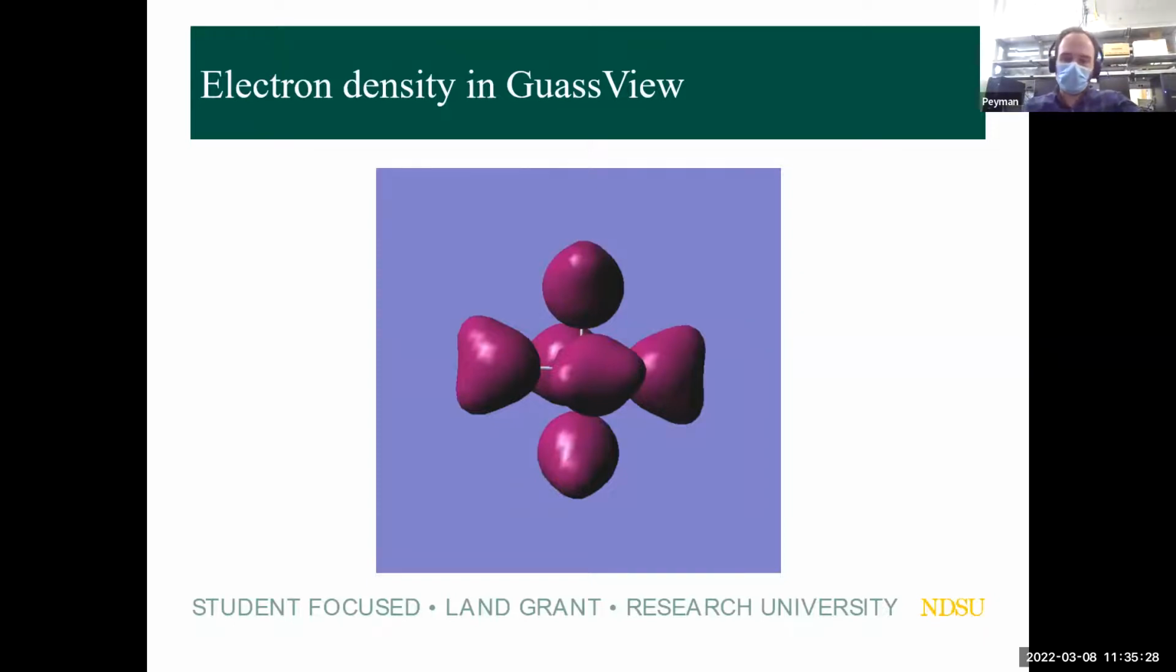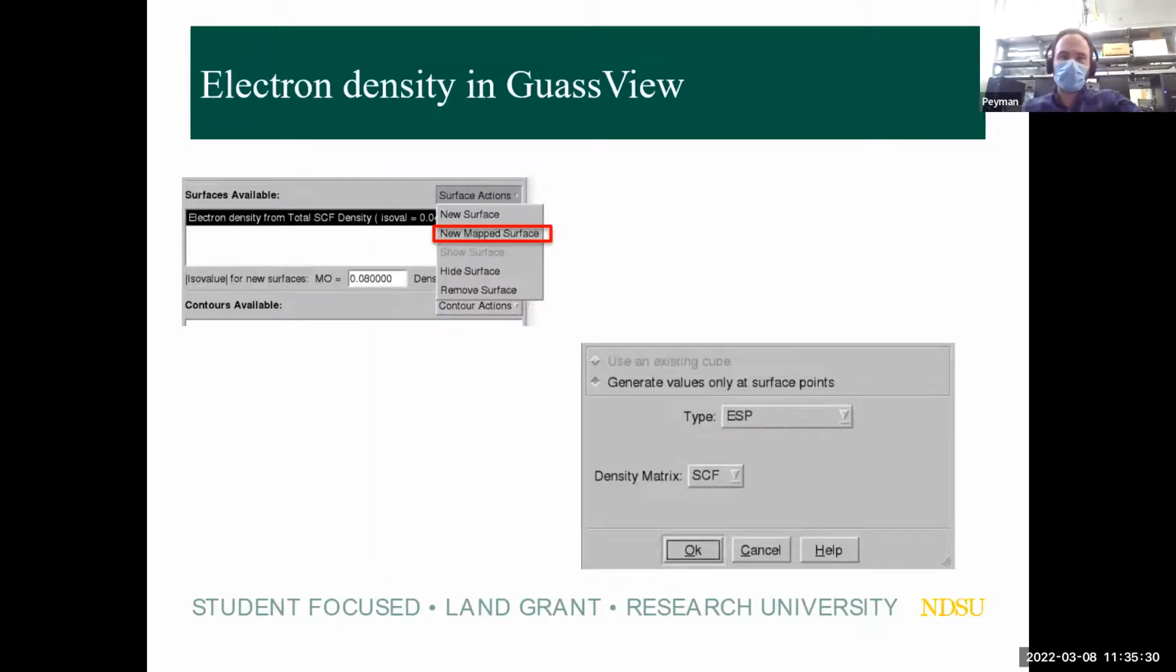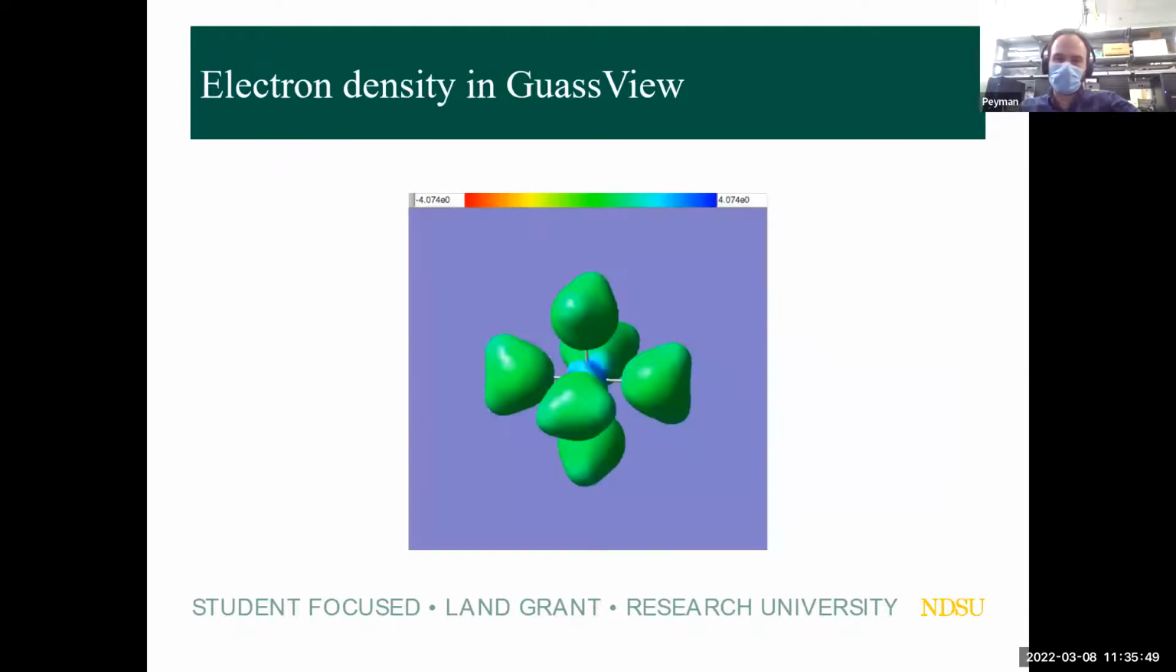For seeing the contours, you need to select the surface action. From the surface action tab, you need to choose the new map surface. After that, just choose the ESP in the types and then click OK. And after a while, it calculates the contours of the model that you can see in this picture. So this contour shows the electron density in the chosen molecule.